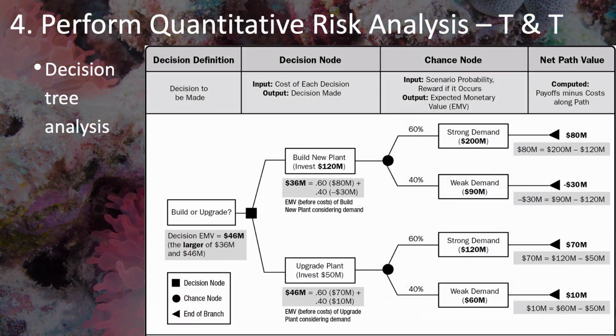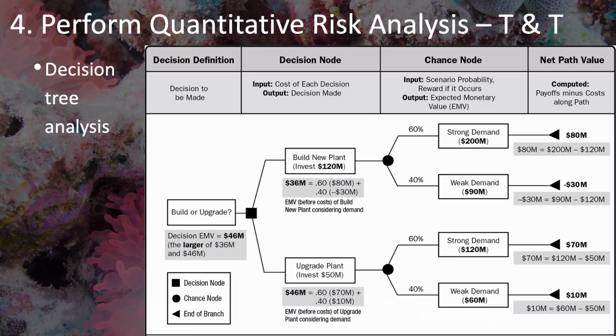Unlike the complex simulations described so far, decision tree analysis is a simple technique for deciding on a course of action, such as which approach to take on a project. The example in this diagram is to decide whether to build a new plant or upgrade the existing plant. For each decision option, you assess the probability and value of different scenarios. In this case, whether market demand will be strong or weak.